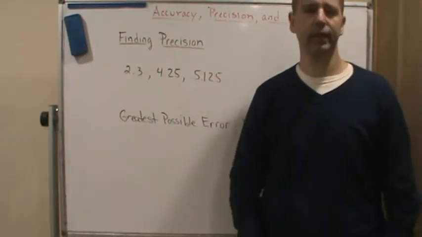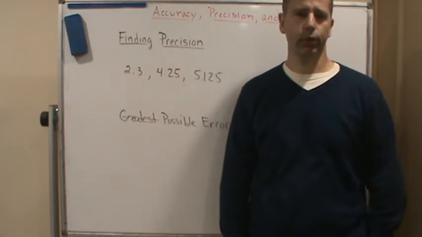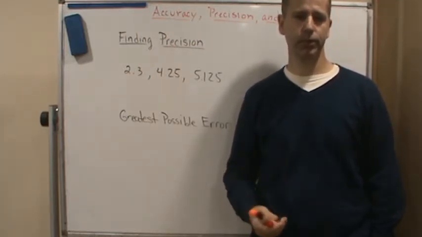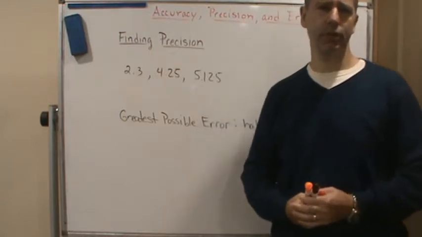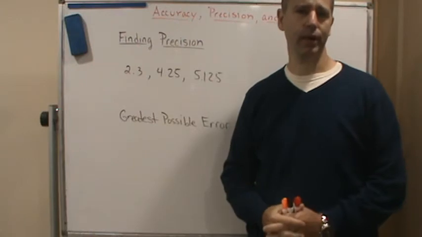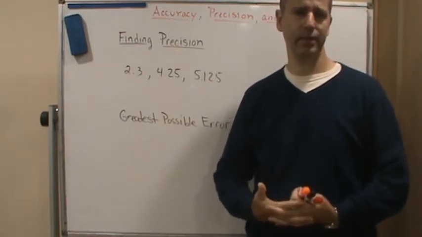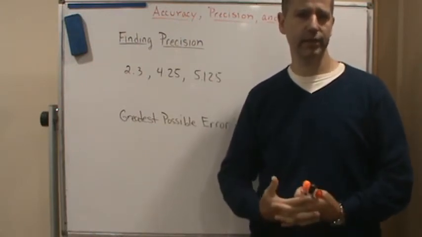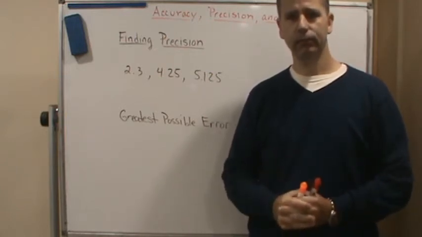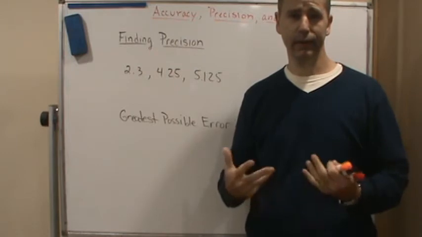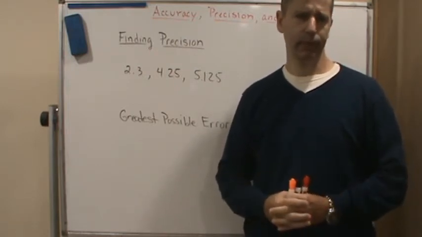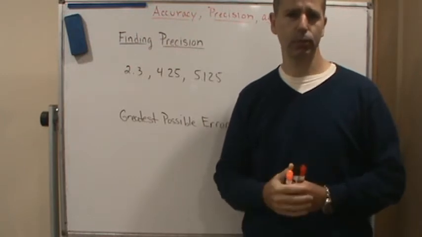Okay, welcome. Today in this video we're going to talk more about precision and how to find the precision of a measurement. Precision is, quite frankly, always associated with an approximation, an estimate. You're trying to estimate something, you're calculating something, and so when you do that, you have to round, right? So how do you calculate things when you have measurements that are of certain precision?